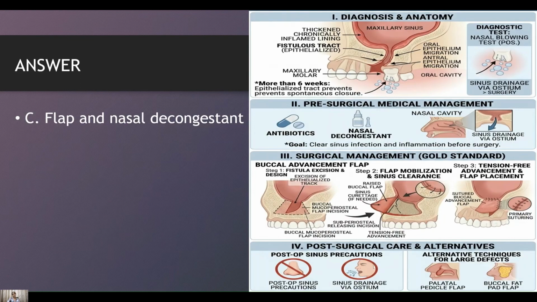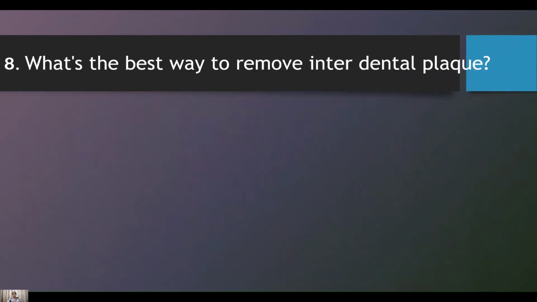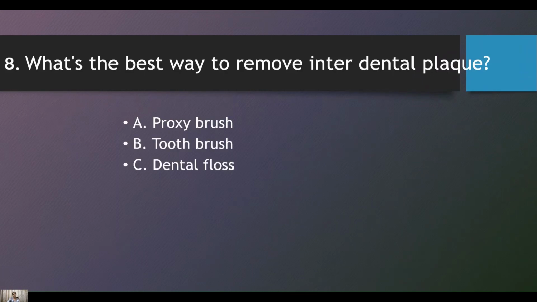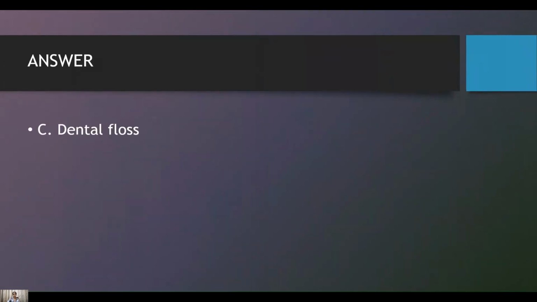Now let's advance to the next question. What is the best way to remove interdental plaque? A. Proxy brush. B. A toothbrush. C. Dental floss. Or D. None of the above. So the right answer is C. Dental floss.